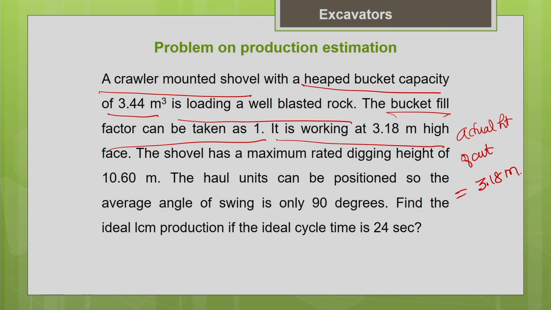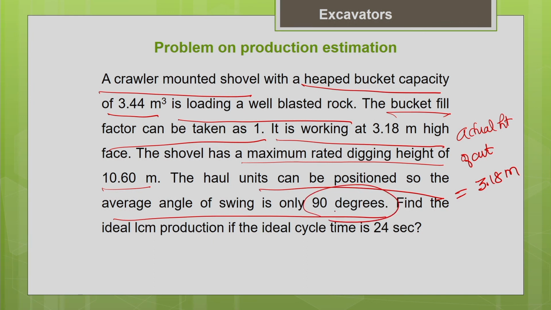The shovel has a maximum rated digging height of 10.6 meter. This is provided by the manufacturer. The whole unit can be positioned so that the average angle of swing is only 90 degrees. Actually 90 degrees is the ideal condition. So, for the angle of swing I do not need a correction factor, but for the actual height of cut we have to see whether the correction factor is needed or not. For that we need to estimate the optimum height of cut for the machine. Now, find the ideal loose cubic meter production if the ideal cycle time is 24 seconds.